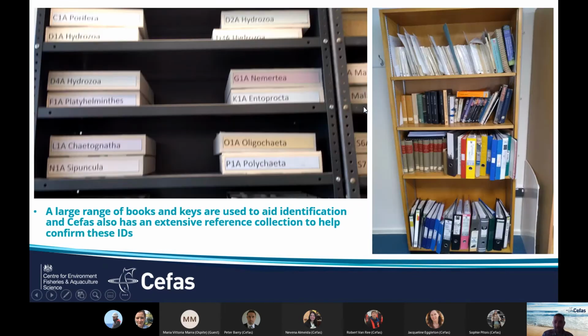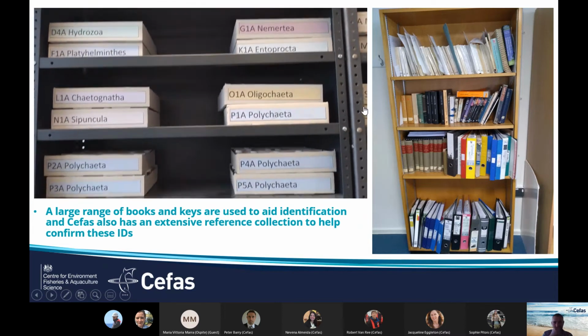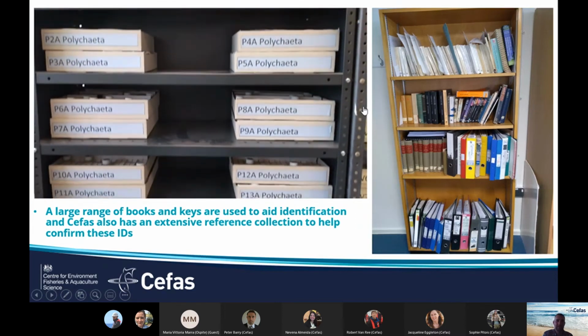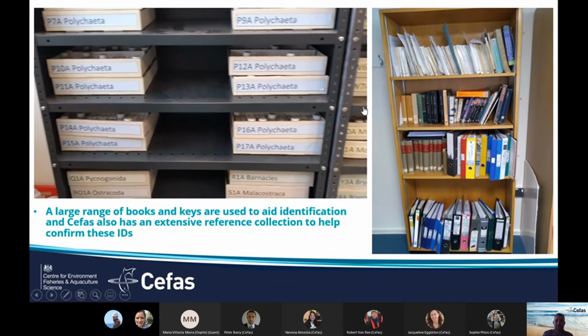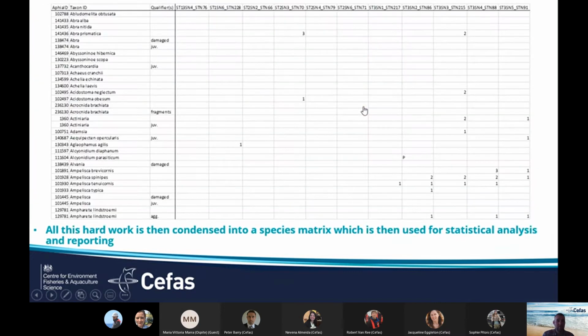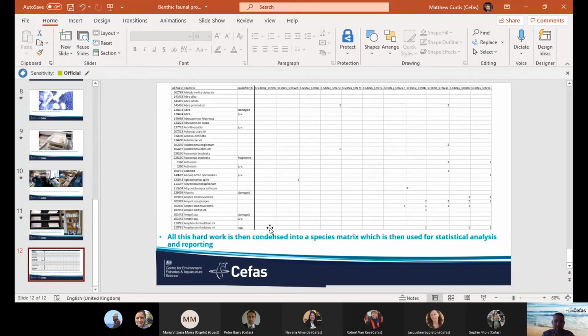I'll skip past that. We've got plenty of literature to help us identify, and quite an extensive reference collection of all the taxa we're likely to see. At the end, all this hard work ends up in a nice species list matrix that can be used depending on what sites you collect it from. We often do MCZ sites, dredge disposal sites, plenty of different areas. And now if I just shift over to my microscope, hopefully that's still showing.